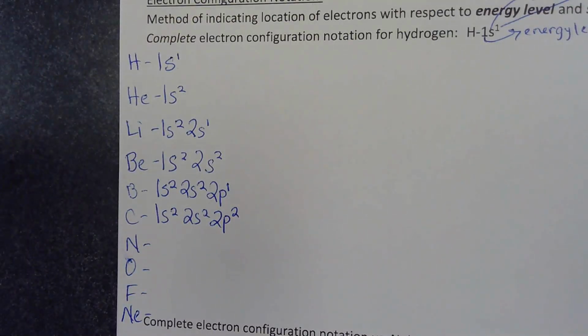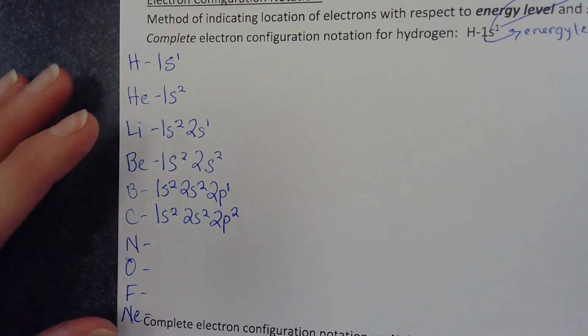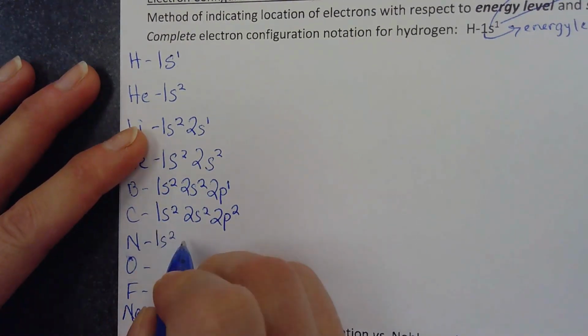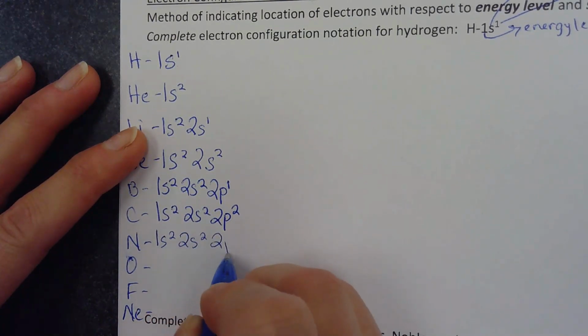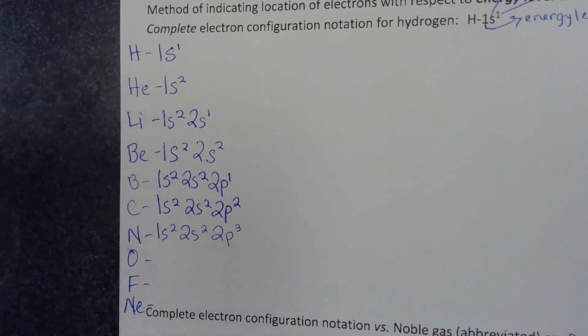All right, for nitrogen, you've got a periodic table in front of you. What do we start off with? Always 1s2, 2s2, 2p3. Guys, be with me. All right, so 2p3. Does anybody have a question about this one?